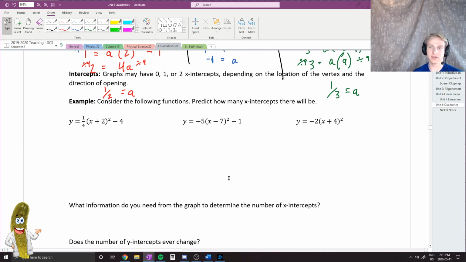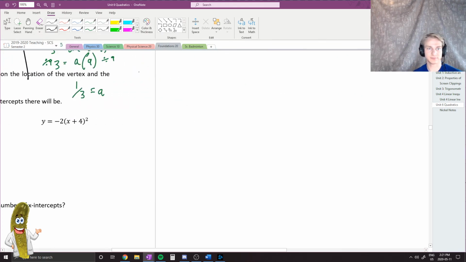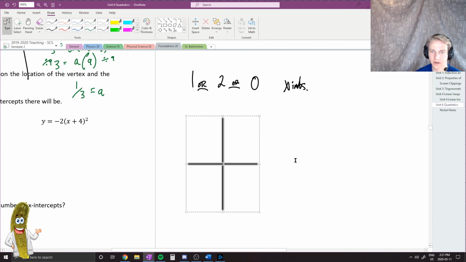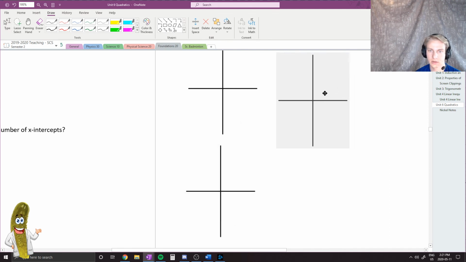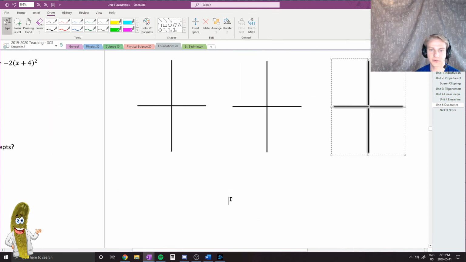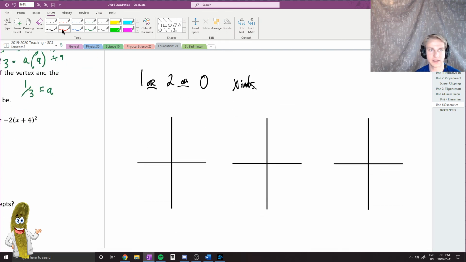We said that for every single graph, there will be one or two, or zero was what I wanted to say. Zero x-intercepts, not three x-intercepts. And that will depend on where the graph actually falls. So I'll set up three scenarios. There's one. Let's just copy this. There's two, and there's three. So these are the three different cases where we could have different x-intercepts.